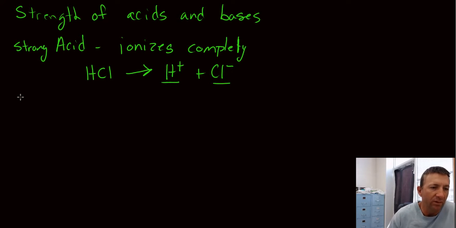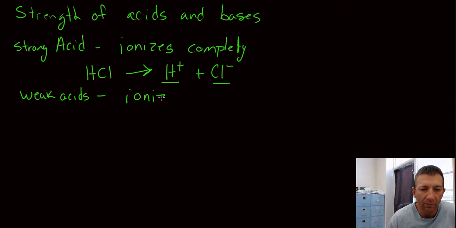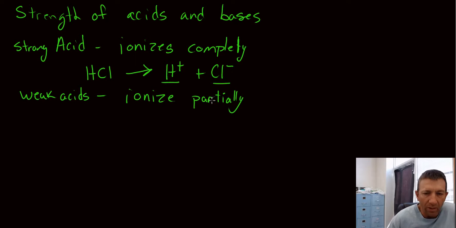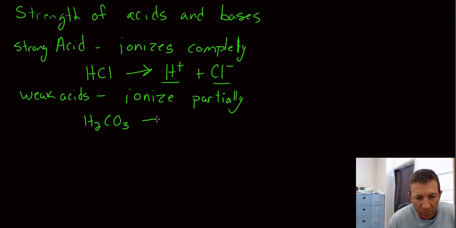Weak acids don't. Weak acids ionize only partially, so they don't ionize all the way. A good example of this is carbonic acid, H2CO3. Now, I'm going to draw the arrows a little bit differently, that way and then that way, when it ionizes into a hydrogen ion and a hydrogen carbonate ion.